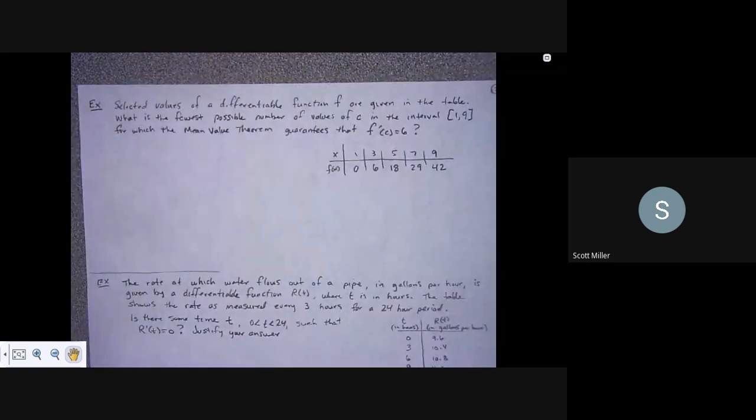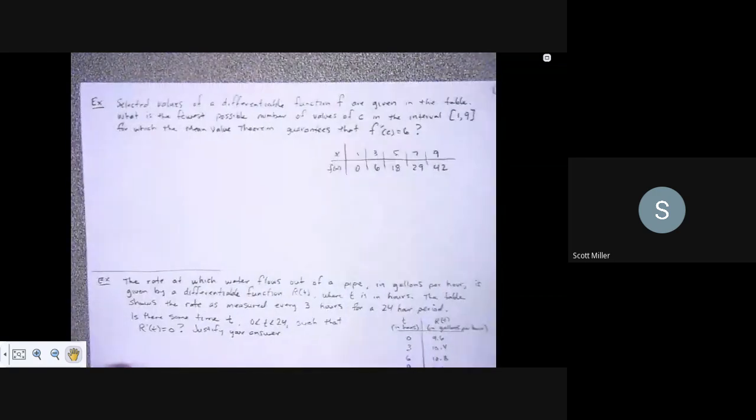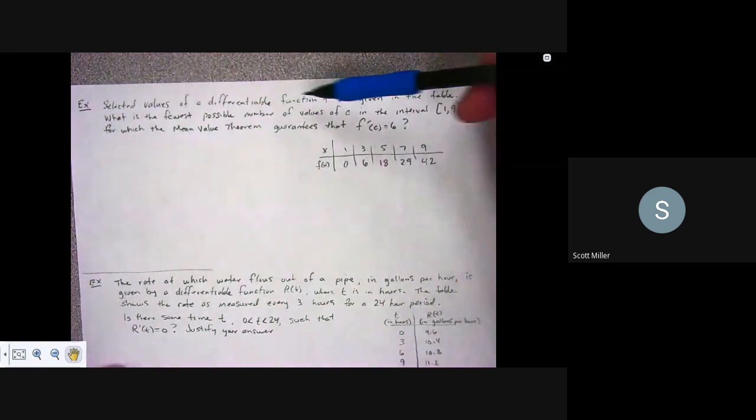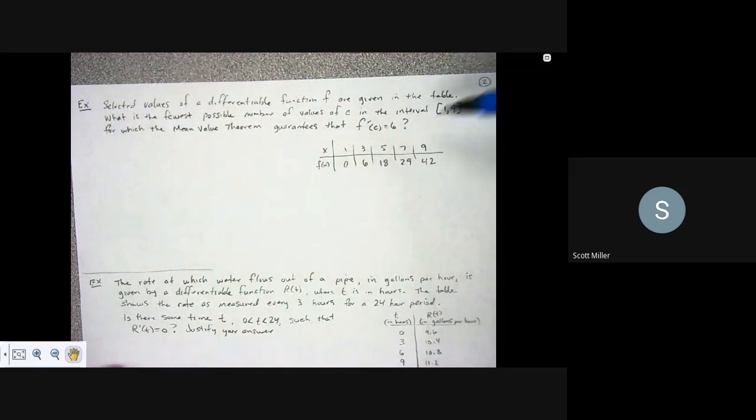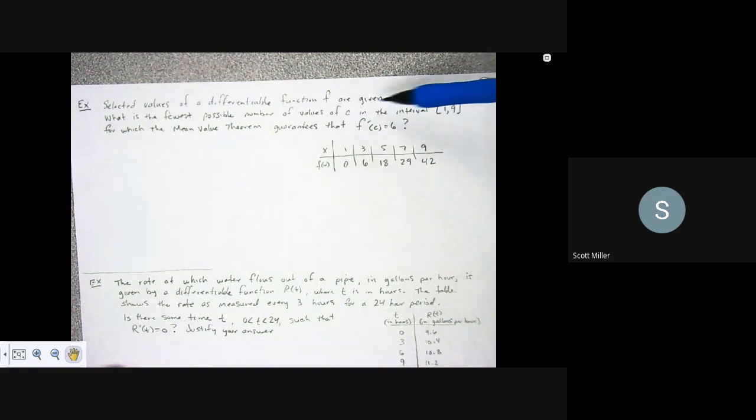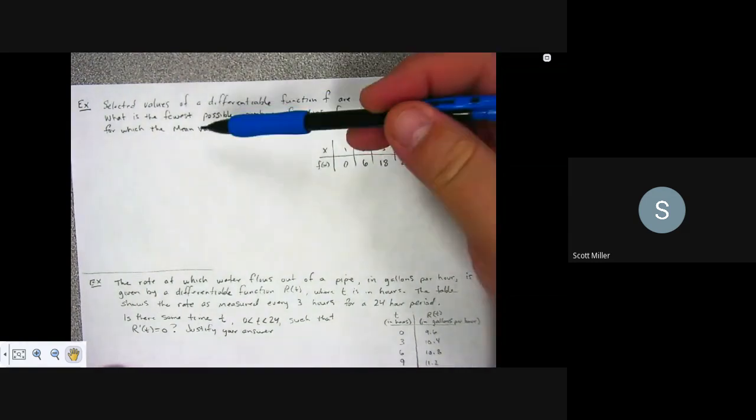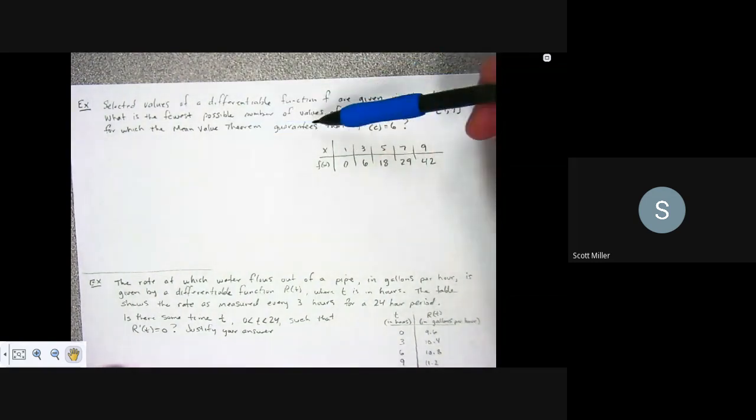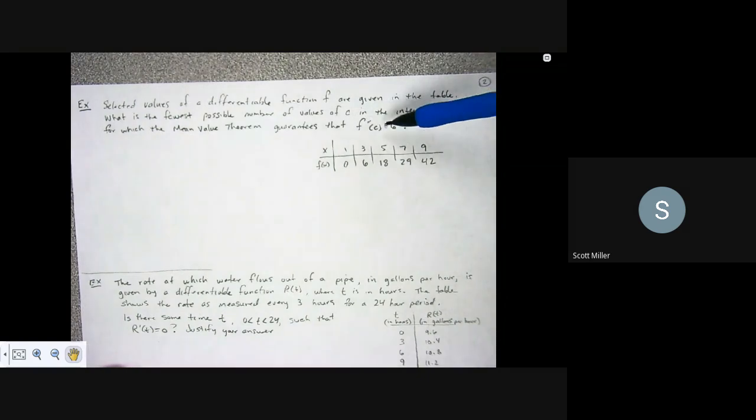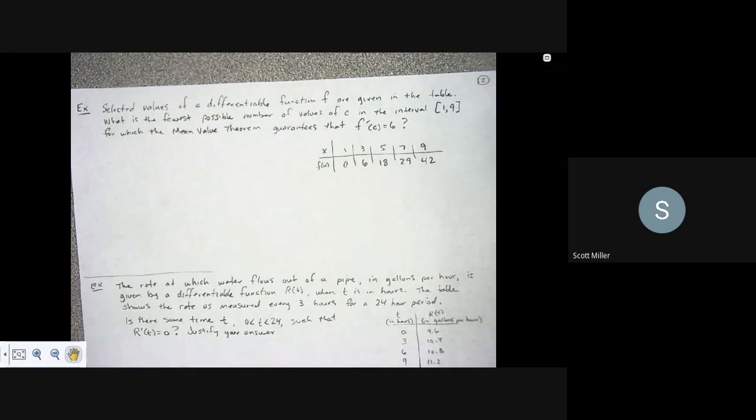So here's another example we have right here that you might see on a test. Selected values of a differentiable function f are given in this table. What is the fewest possible number of values of c in this interval for which the mean value theorem guarantees that the derivative at c is equal to 6? Okay, so let's talk about what all this means.